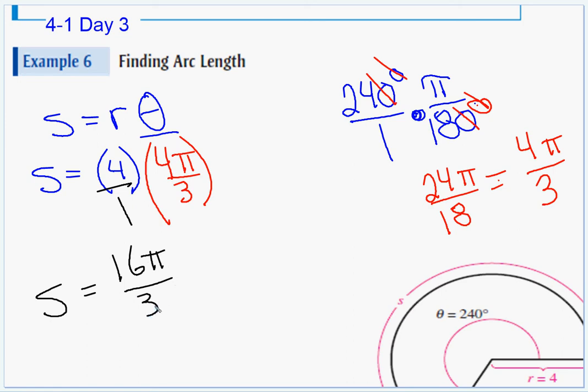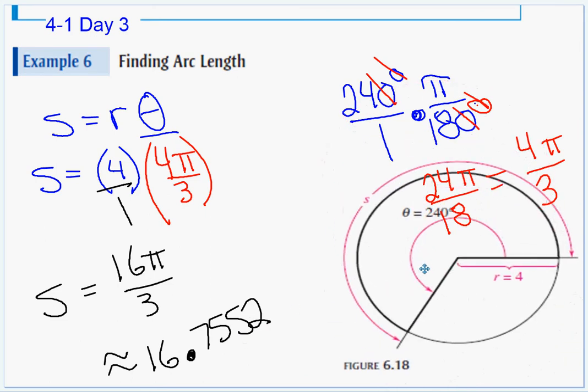Now that doesn't make a whole lot of sense to me when I see the pi in there. In this case, we are talking about arc length, so let's get it as a decimal. So we're going to switch to approximate because we're going to round this off a little bit. 16 pi divided by 3 is 16.7552.